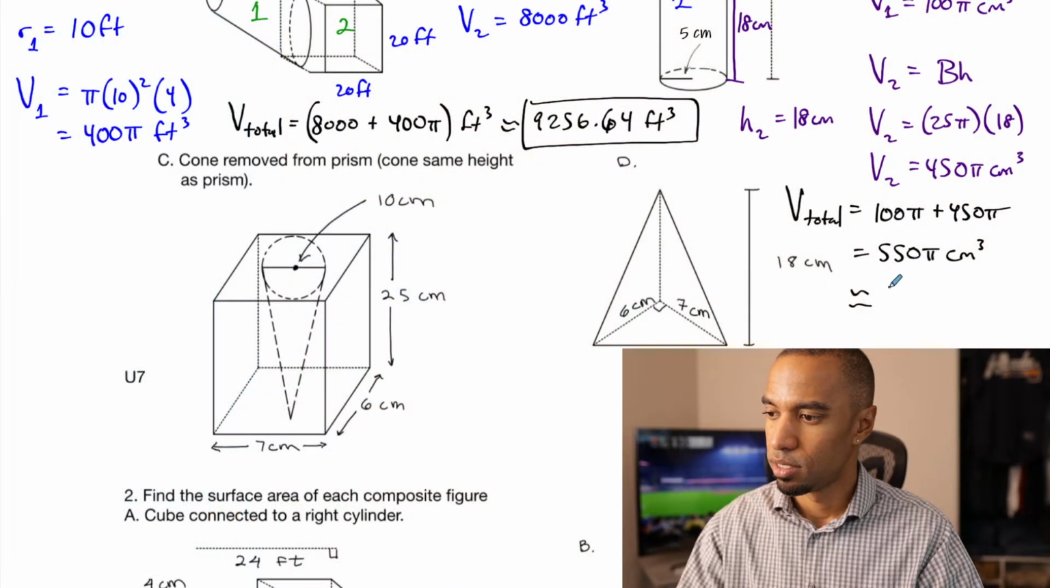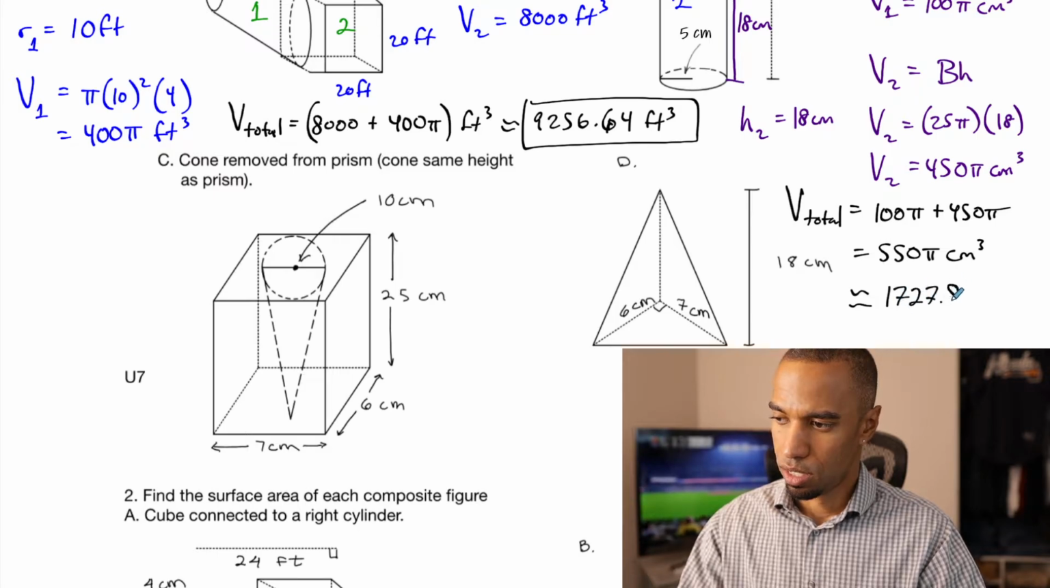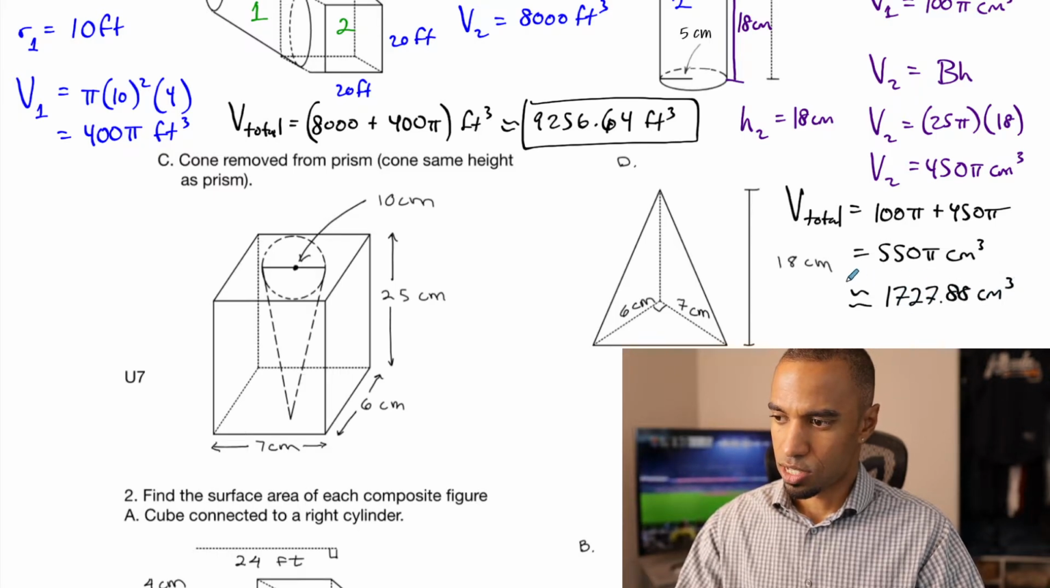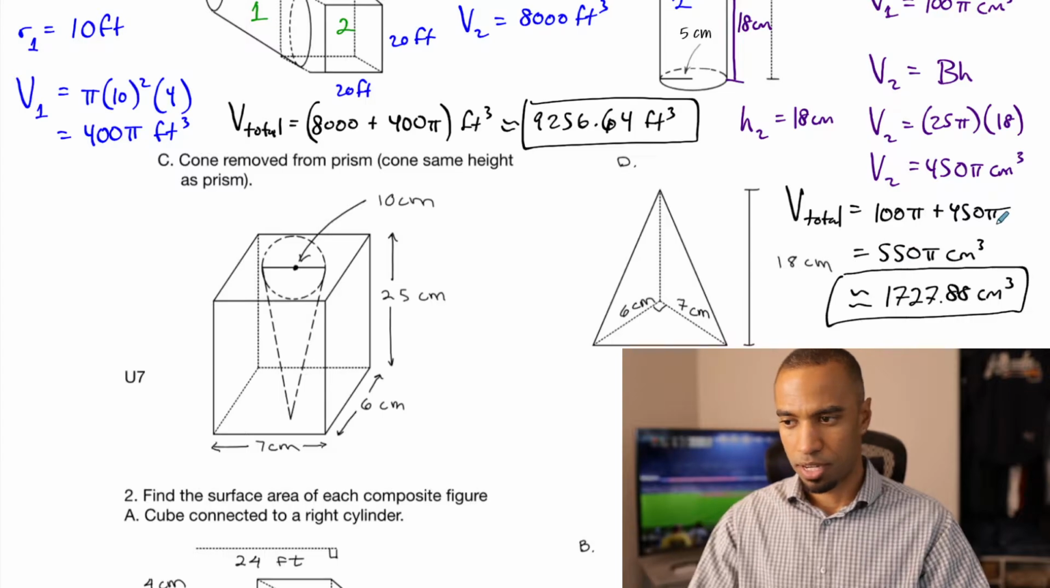All right, 1727.88 as I round up. 1727.88 cubic centimeters, and that is the volume of the second object.